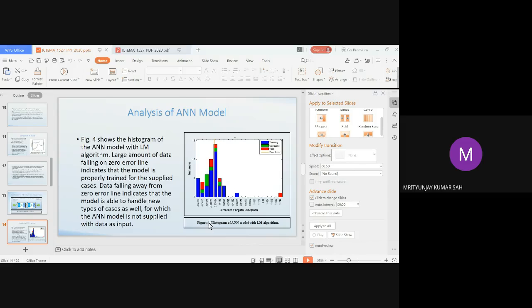In this figure four, the histogram of the ANN model with the LM algorithm is shown. A large amount of data falling on the zero error line indicates that the model is properly trained for the supplied cases. Data falling away from the zero line indicates that the model is able to handle new types of cases as well. It means the data which we have fed already, and it is also able to handle the new, unknown cases for which the ANN model was not supplied with data as input. It is a kind of small prediction, we can say, if I'm not wrong.